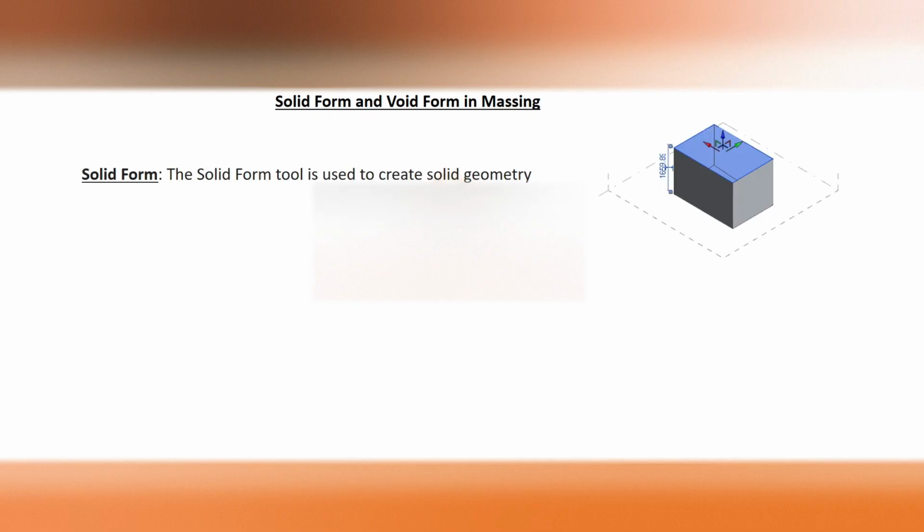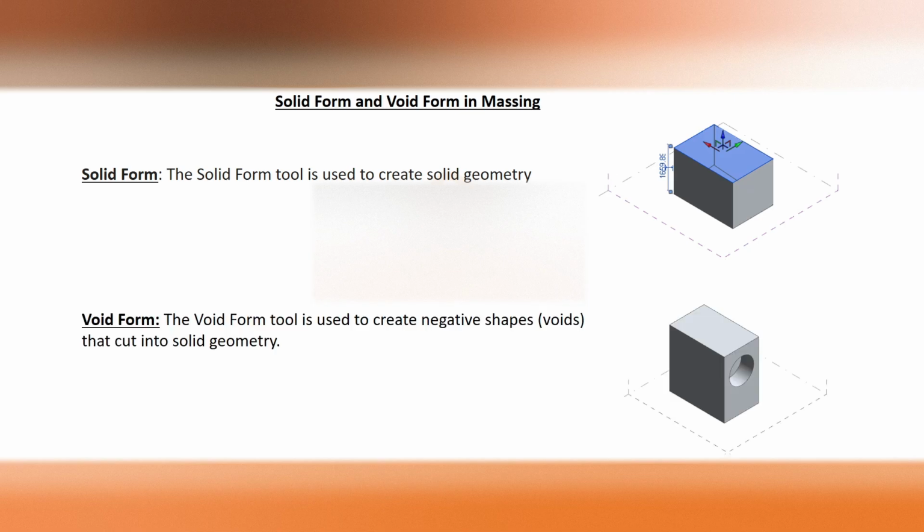Welcome back. In this video we will see more about massing. So first we will see what are solid form and void form. The solid form tool is used to create a solid geometry, whereas the void form tool is used to create a negative shape, that is a void, or to cut into a solid geometry.